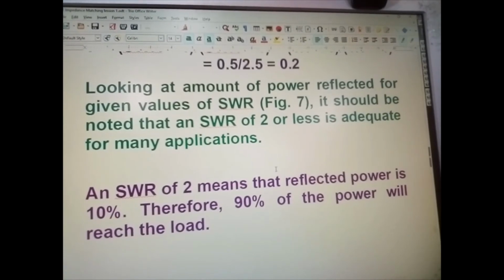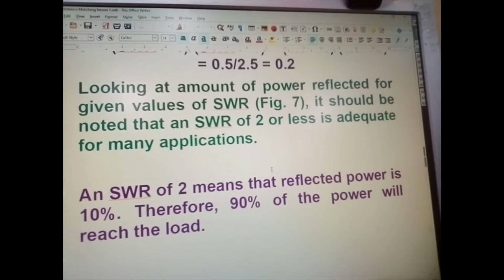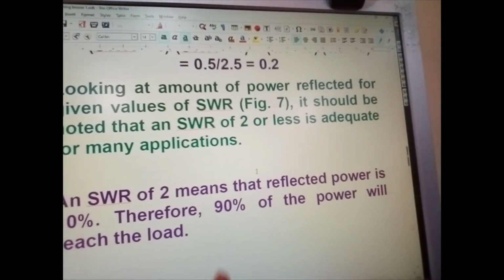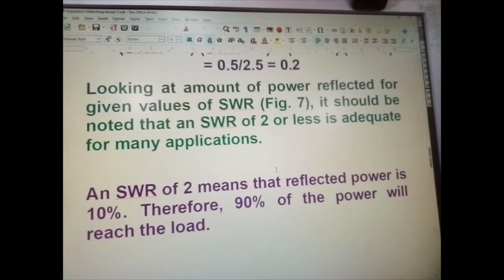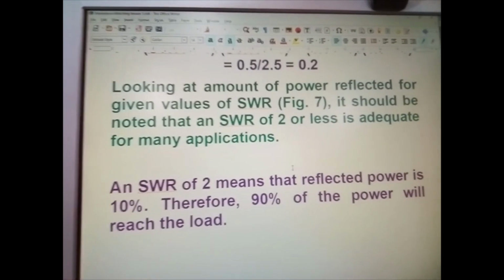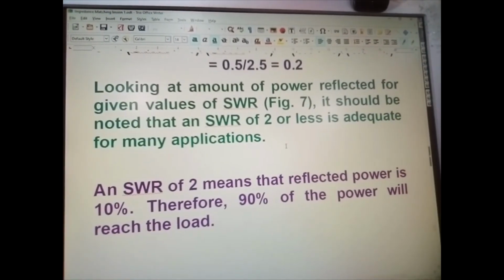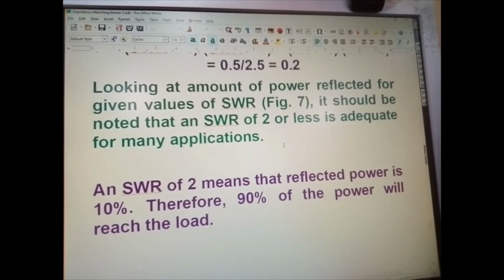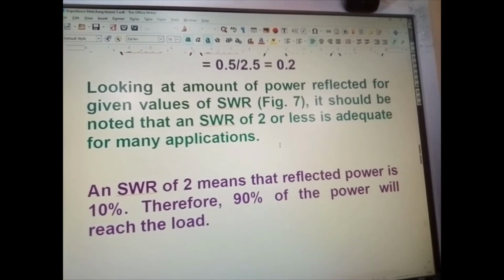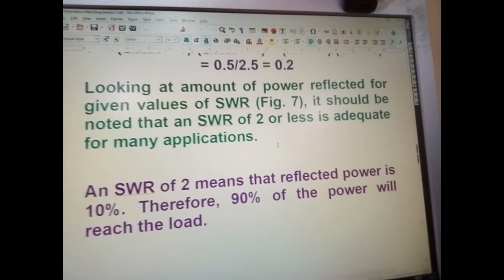So if we look at an SWR of about 1.5, we can almost be sure that we're getting at least 98% of our power to the load. And that's brilliant, considering that we are transmitting it over cables which may well have their own capacitive effect.